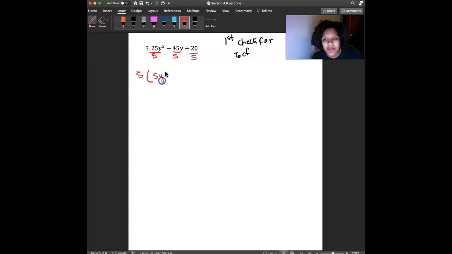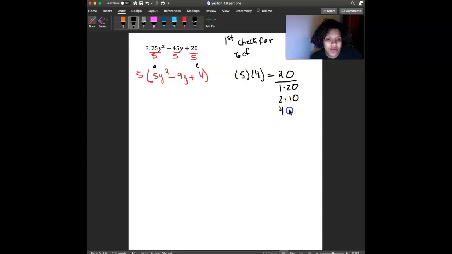So I'm going to be left with 5y squared minus 9y plus 4. Then we're going to go ahead and do the AC method because inside this parentheses, there are 3 terms. And now that we have learned the AC method, we must check if we can factor that using the AC method. So I'm going to multiply the A times the C. That gives me 20. Then I'm going to list the factors of 20. Then I have 4 and 5, and I think that's it.